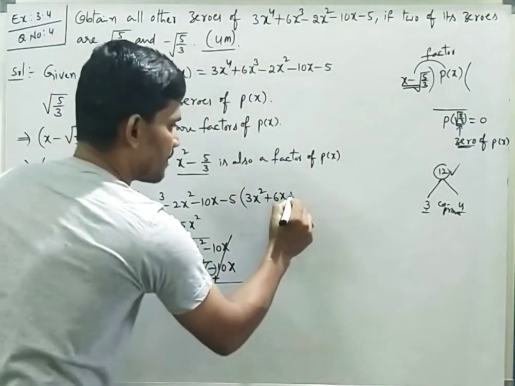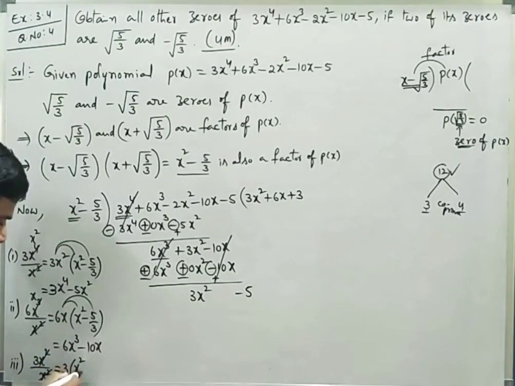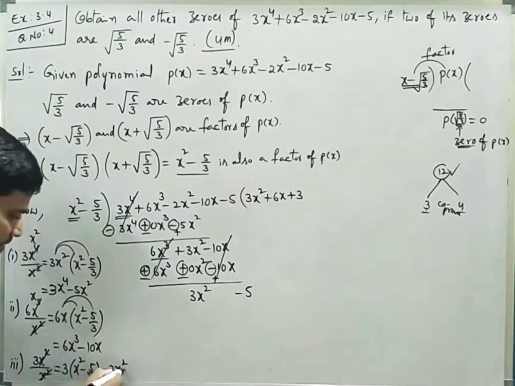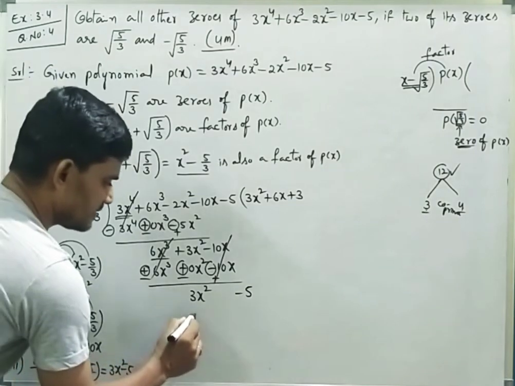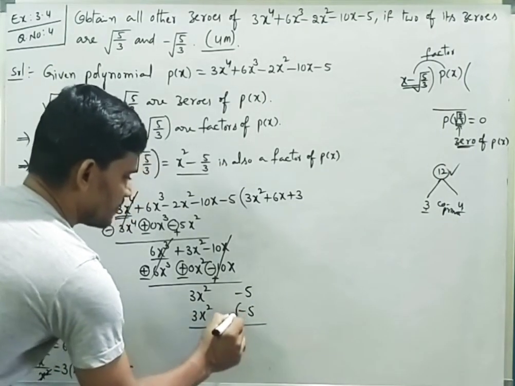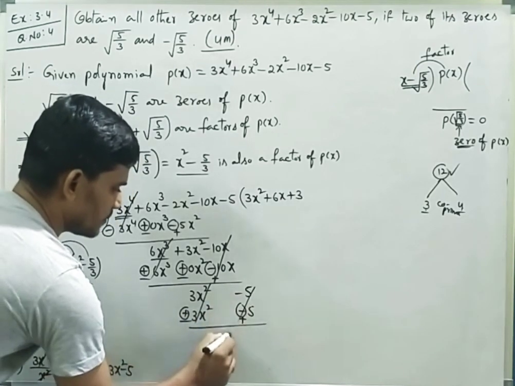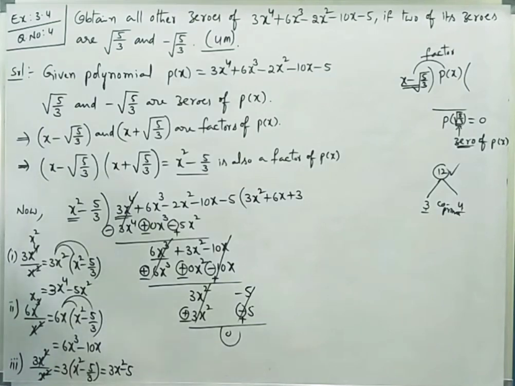This is the last term in the quotient polynomial. So with this 3, multiply these two. That is divisor polynomial x square minus 5 by 3. 3x square, 3 gets cancelled, minus 5. That is 3x square minus 5. By subtraction, the signs will change. So you would get the remainder 0.